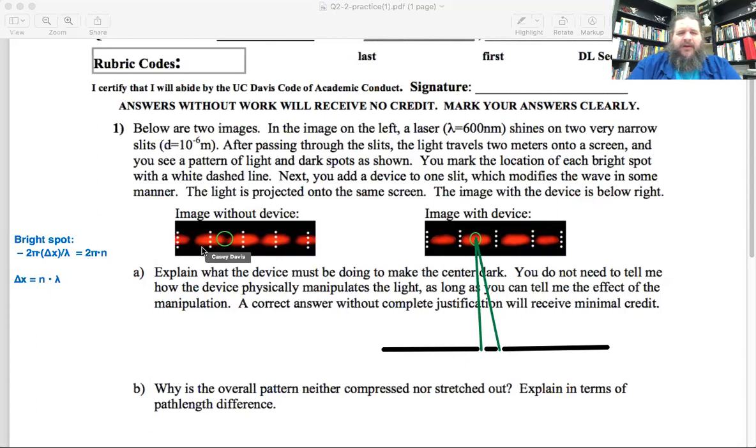But generally, to get a bright spot, you want a location where the difference in path length between one wave's path and the other wave's path has to be a whole number of wavelengths. This is, of course, assuming this is without the device. With the device, you need something and a half wavelengths instead. But without the device, delta x has to be n times lambda.